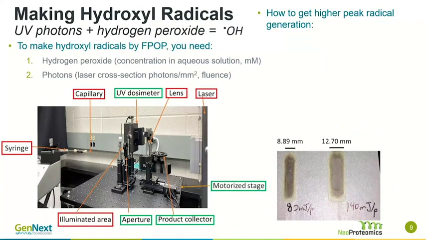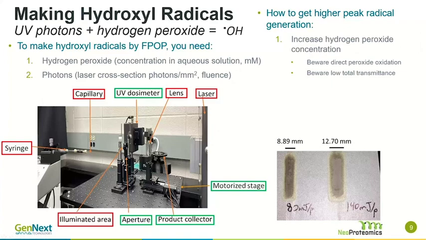So let's start with our first step. Okay, the first thing we have to worry about in an FPOP experiment, making hydroxyl radicals. So remember, to make hydroxyl radicals, we need two things, hydrogen peroxide and photon density. The hydrogen peroxide is controlled very simply. What concentration of hydrogen peroxide do you put in your syringe? The more hydrogen peroxide you put in your syringe, the more hydroxyl radicals you're going to make, but there's a couple of things you need to be careful of. Remember, when I first introduced you to benchtop HRPF, I told you hydrogen peroxide by itself can directly oxidize proteins.